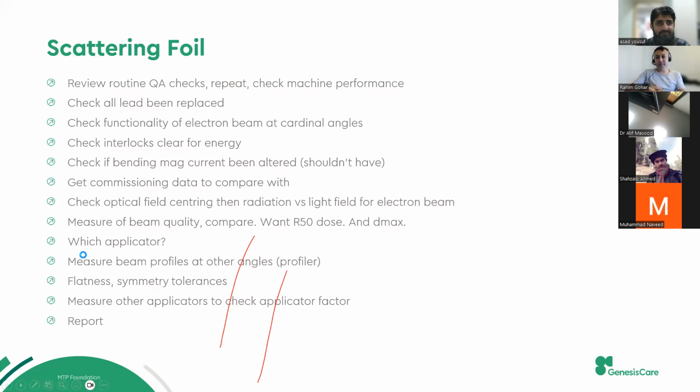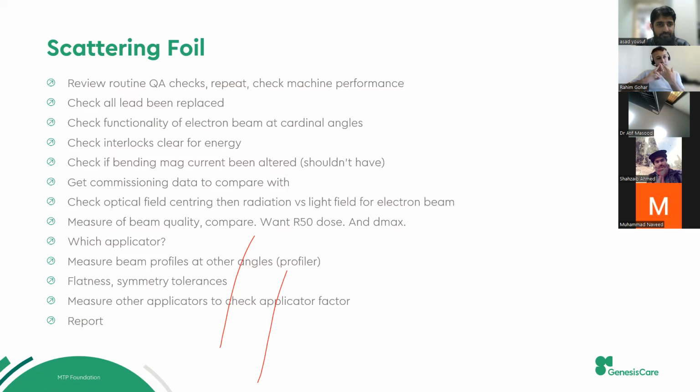Okay. Everyone knows the importance of the scattering foil, right? So if you think logically, then it will be easy for you to answer this question. What's the function of the scattering foil in the head of the LINAC? Then you can see. Definitely you will be checking your symmetry profile, radiation field sizes, right?